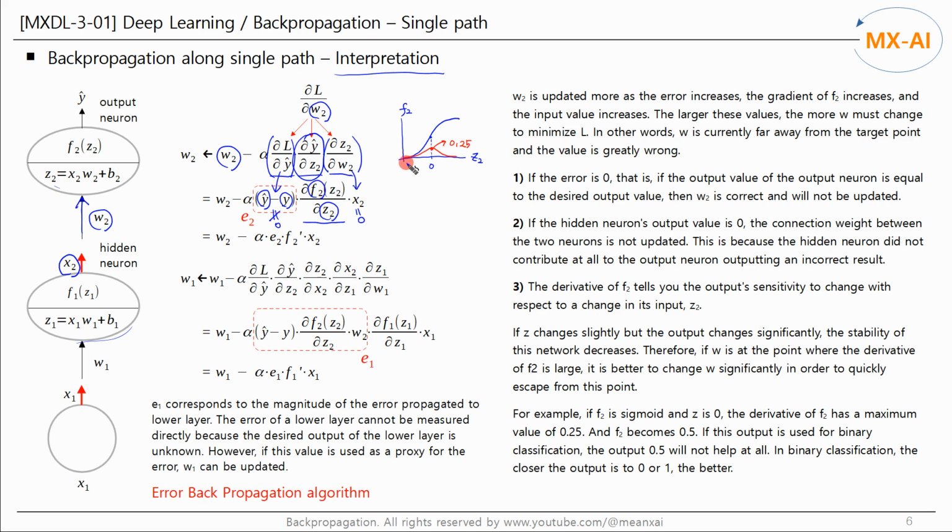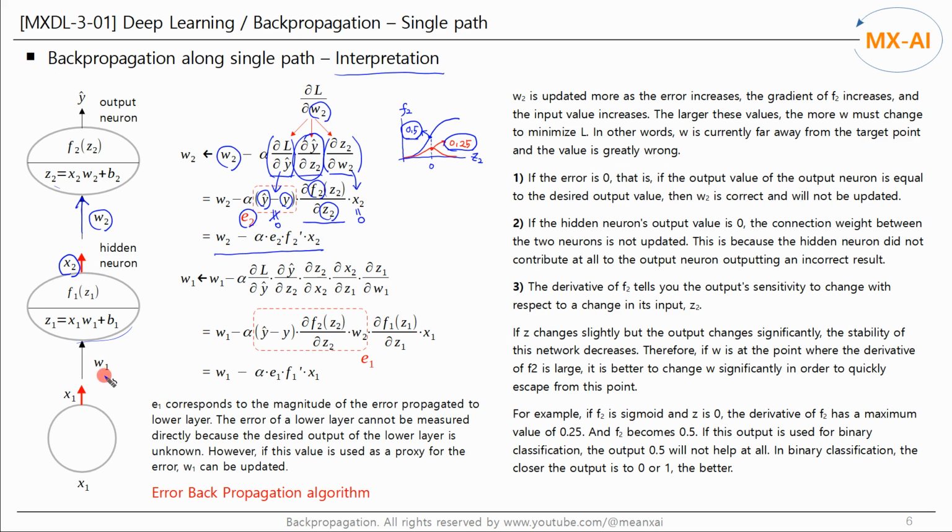For example, if f2 is sigmoid and z2 is 0, the derivative of f2 has a maximum value of 0.25, and f2 becomes 0.5. If this output is used for binary classification, the output 0.5 will not help at all. In binary classification, the closer the output value is to 0 or 1, the better. Therefore, the larger the derivative of f2, the more updated W2 is. If the error of the output layer is E2, the formula for updating W2 can be written as follows.